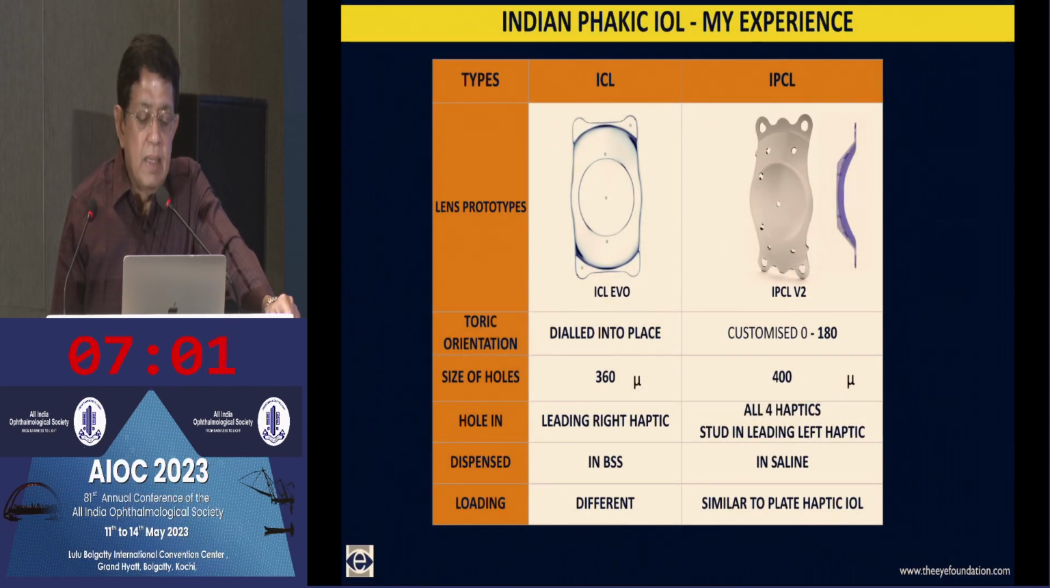As far as the ICL is concerned, most often we use the toric version of both these lenses, because we want to take care of any cylinder that is there. And this often has to be dialed into place, say 15 degrees, 30 degrees. But the toric IPCL, since it is more customized, you can place it at 0, 180 degrees, which makes the surgery a little easier.